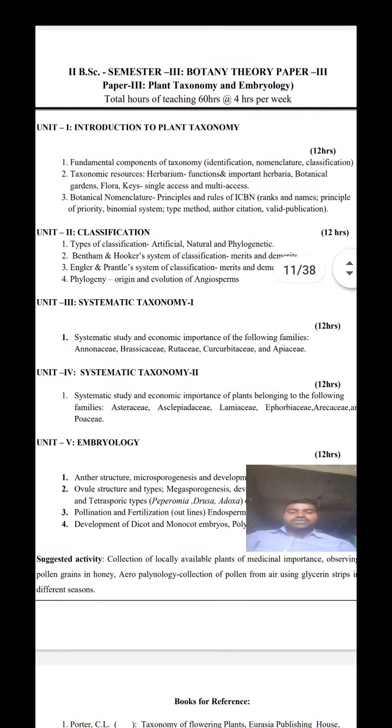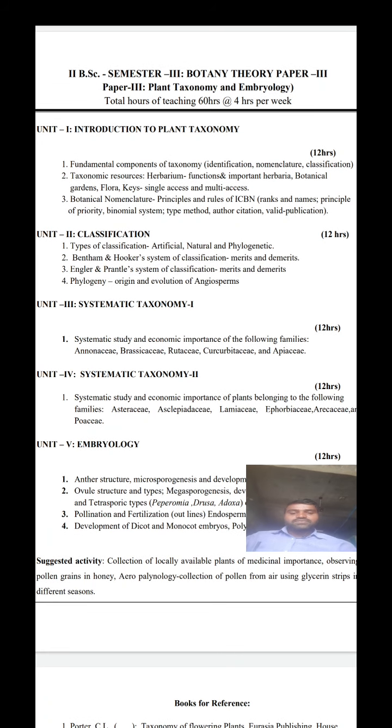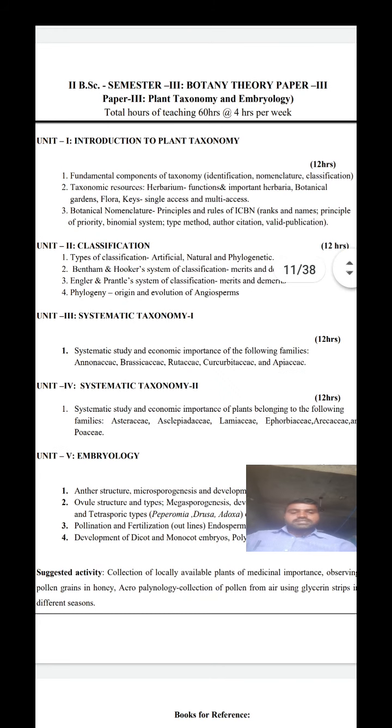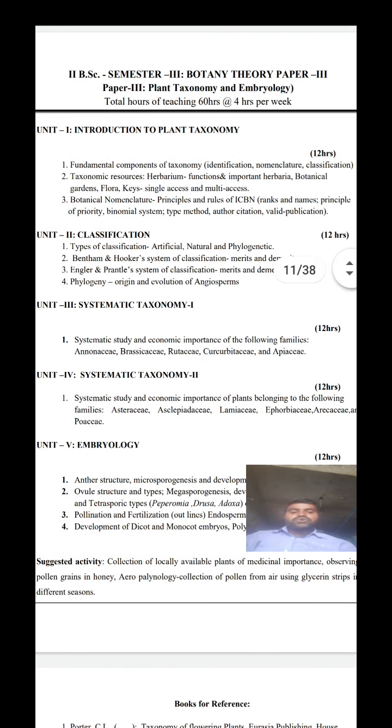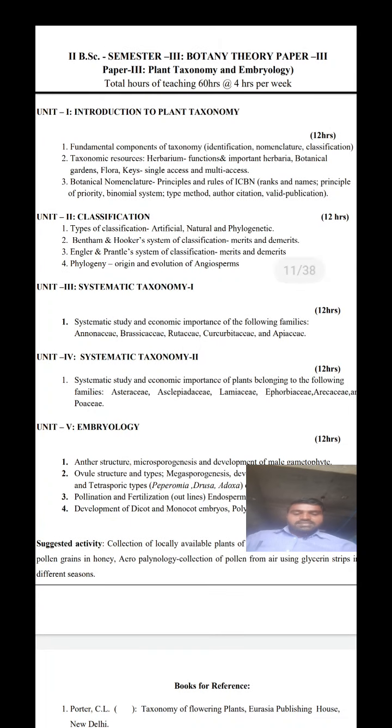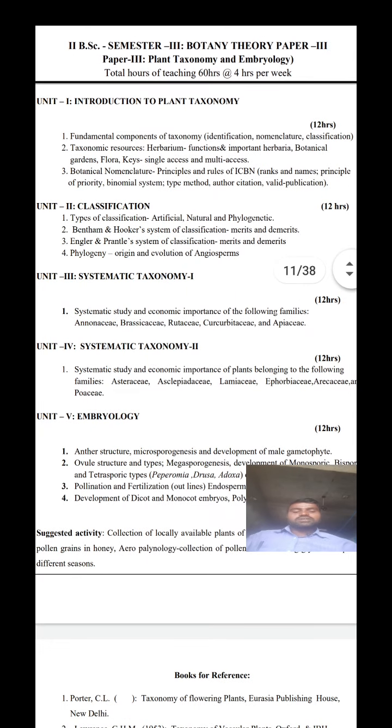These are all flowering plants. A few families are given in this unit: Annonaceae, Brassicaceae, Rutaceae, Cucurbitaceae, Apiaceae. We study the systematic study of these families, that is vegetative characters, floral characters, floral diagram and floral formula. Afterwards we study the economic importance of the plants or families studied in this unit.